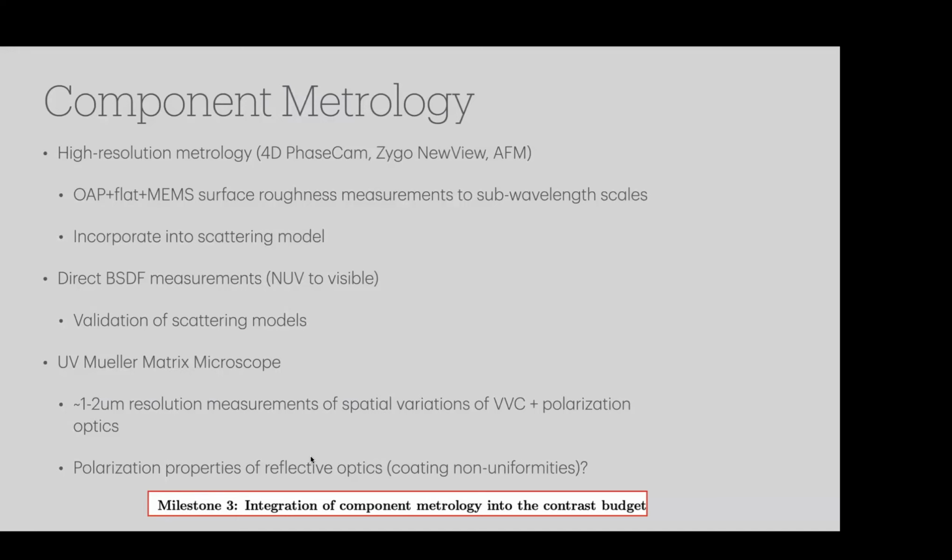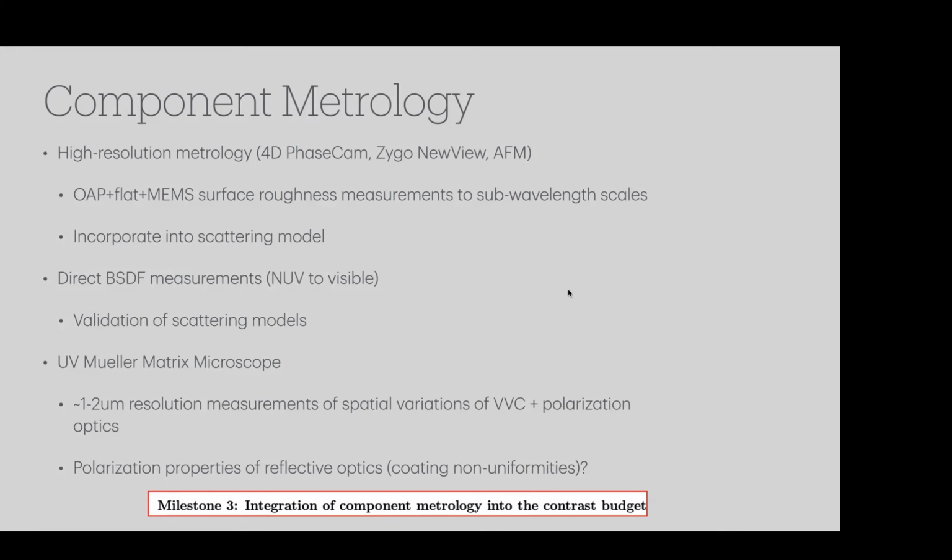Additionally, I'm told you can run these in reflective mode. So you can also extract polarization properties of our reflective optics. It would be interesting to see if we can, at the 1 to 2 micron scale, actually measure if there are non-uniformities in our coating that have some significant effect that wouldn't be captured by a polarization model that just falls out of the optical design. So those are the main sorts of things.